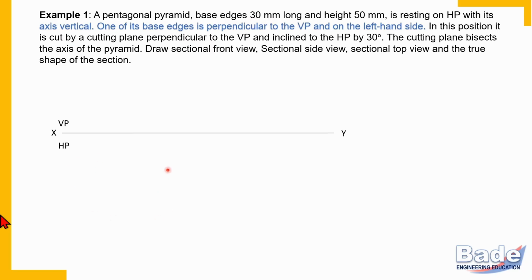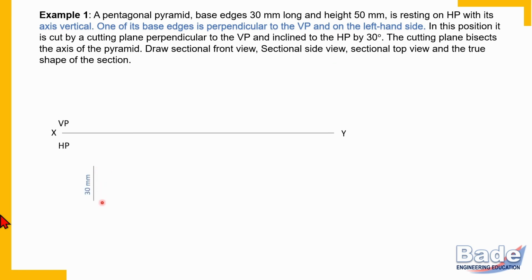But orientation of pentagon. Take care of all details about position while drawing true shape of base. One of its base edges is perpendicular to VP. Remember, top view gives details with respect to VP. So one of its base edges must be perpendicular to VP in the top view, that is perpendicular to XY line. We are going to draw one edge. Also, that perpendicular edge is on the left hand side. So take care of this while drawing true shape of base.